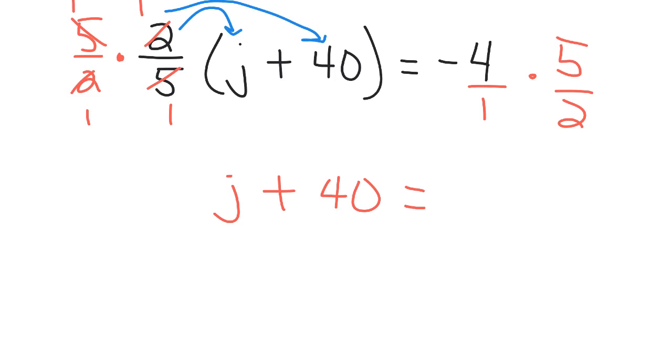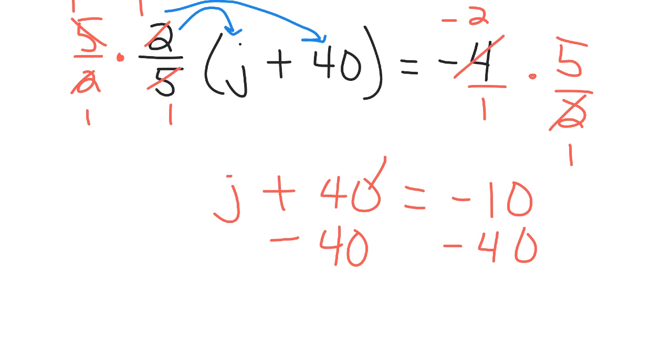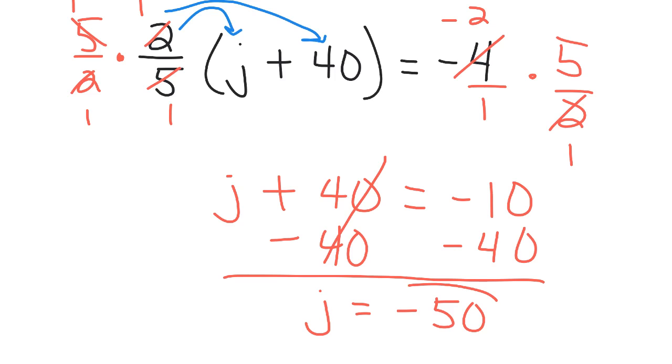On the other side, we're going to cross reduce. We can make that a -2 and make that a 1, and -2 times 5 is -10. Now the second part of this is we will subtract 40 from both sides. 40 minus 40 is 0, and you're left with j equals -50, and that is your answer.